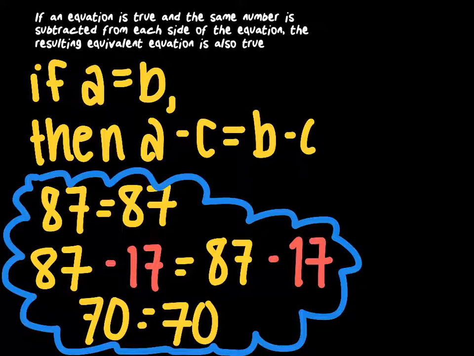Alright, so the next page, 84, has the subtraction property of equality. If an equation is true and the same number is subtracted from each side of the equation, the resulting equivalent equation is also true. So if A equals B, then A minus C equals B minus C, because these were the same, the answers will be the same. So if A and B are both 87, you subtract 17, you'll get the same answer because A equals B.